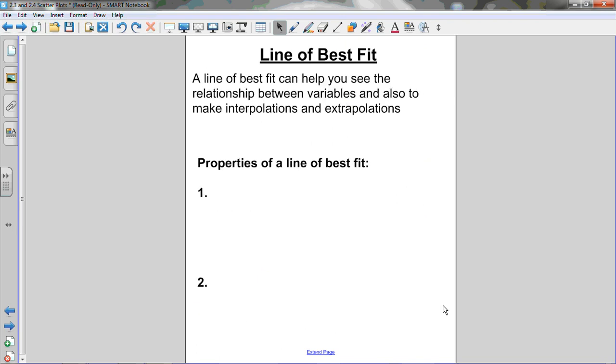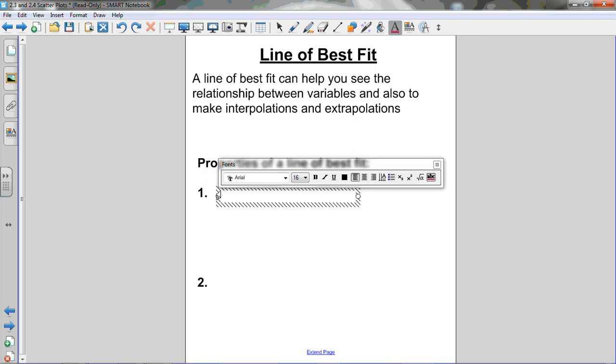Next thing we're going to learn how to do is draw a line of best fit on a scatter plot. There are two properties of a line of best fit we're going to need to know. I should also mention a line of best fit can help you see the relationship between variables and also to make interpolations and extrapolations. I'll describe what an interpolation and an extrapolation are in a second as well.